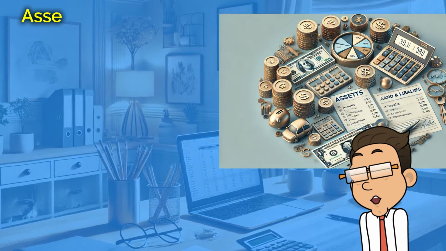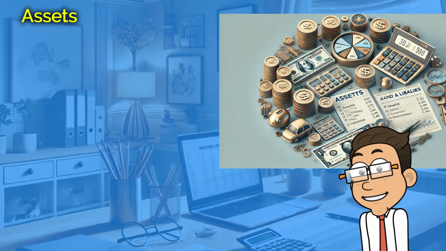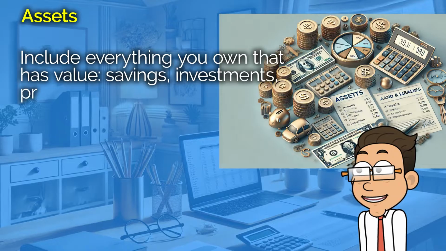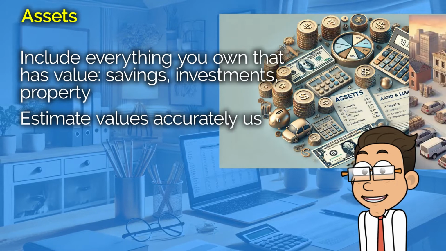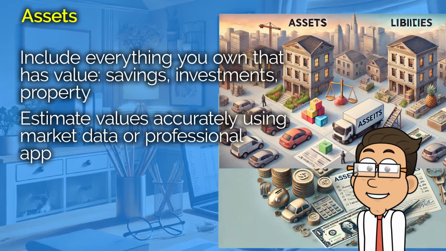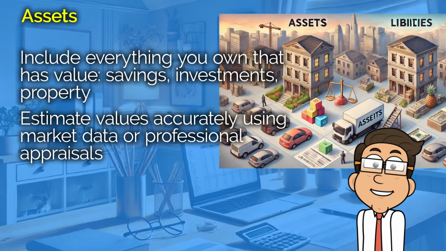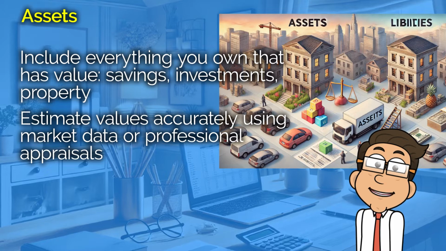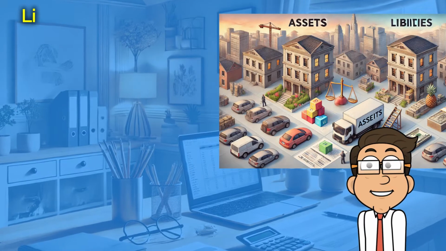To calculate your net worth, you need to know two main things: your assets and your liabilities. Your assets are everything you own that has value. This can include your savings account, investments, your home, your car, and even smaller things like jewelry or electronics. Basically, if you can sell it for money, it's an asset.